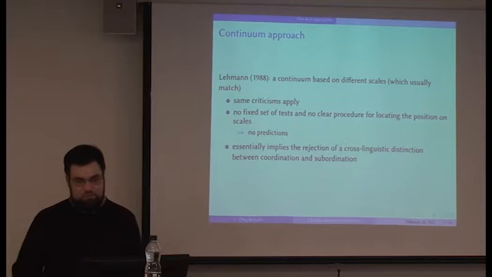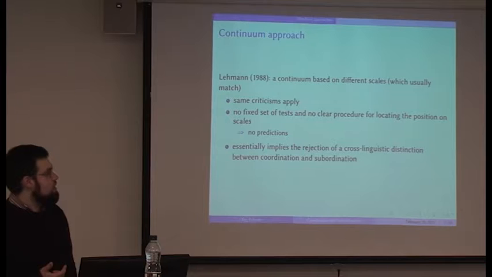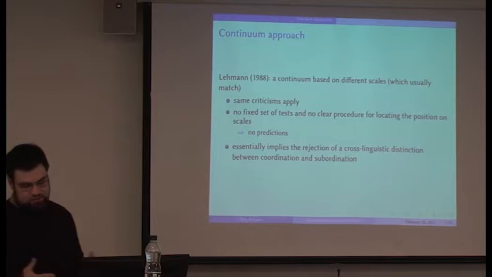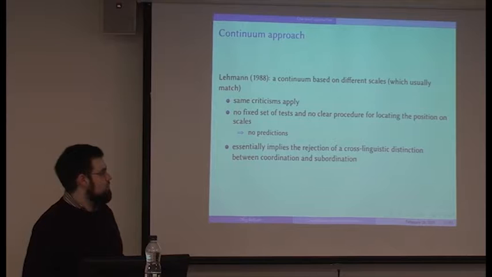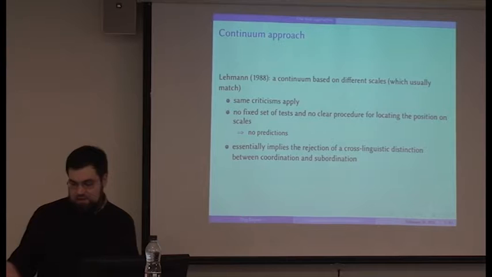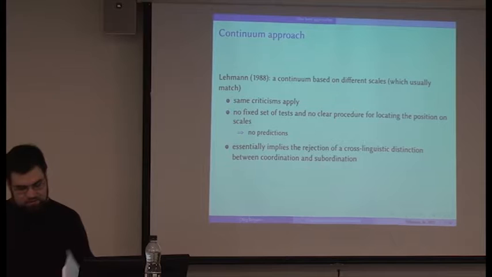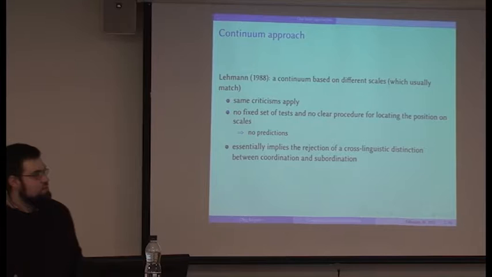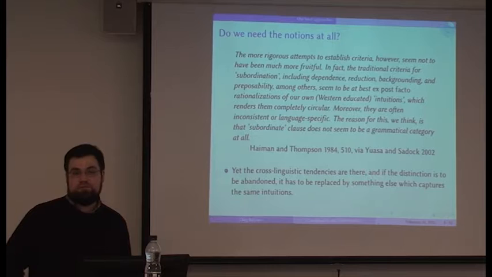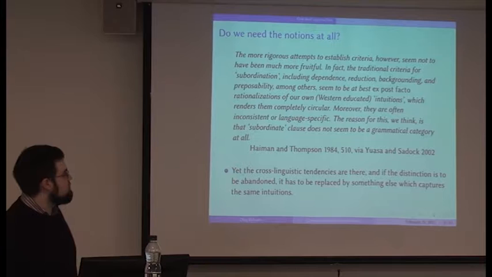So in general, this is at best a general idea that can lead us to getting new facts, but this does not really predict anything. And essentially, it implies the rejection of a cross-linguistic distinction between coordination and subordination. So it implies that languages can vary in unlimited terms with respect to these things. We cannot say that there are any limits on this variation. So maybe we should abandon the notions of coordination and subordination altogether. They are maybe just traditional notions which do not have any place in the modern theory of grammar.